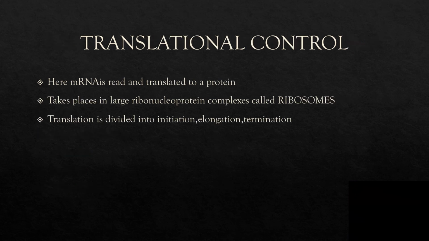Now, translation control, which is the last one. Here, mRNA is read and translated to proteins, and it takes place in large ribonucleoprotein complexes called ribosomes, which are present in the cytoplasm, as we all know. Translation is divided into initiation, elongation and termination as normal. The central concept of translation control is that gene expression can be regulated by the efficiency and utilization of mRNA in specifying protein synthesis.